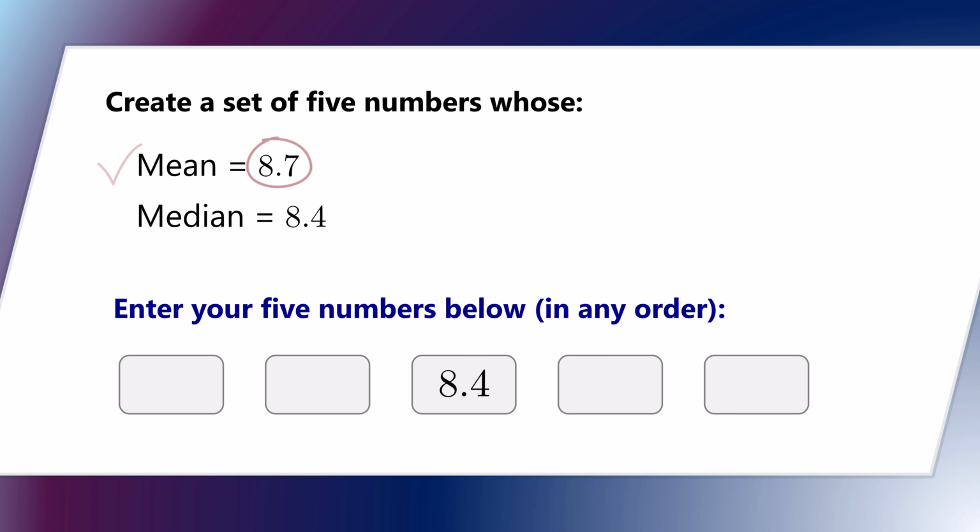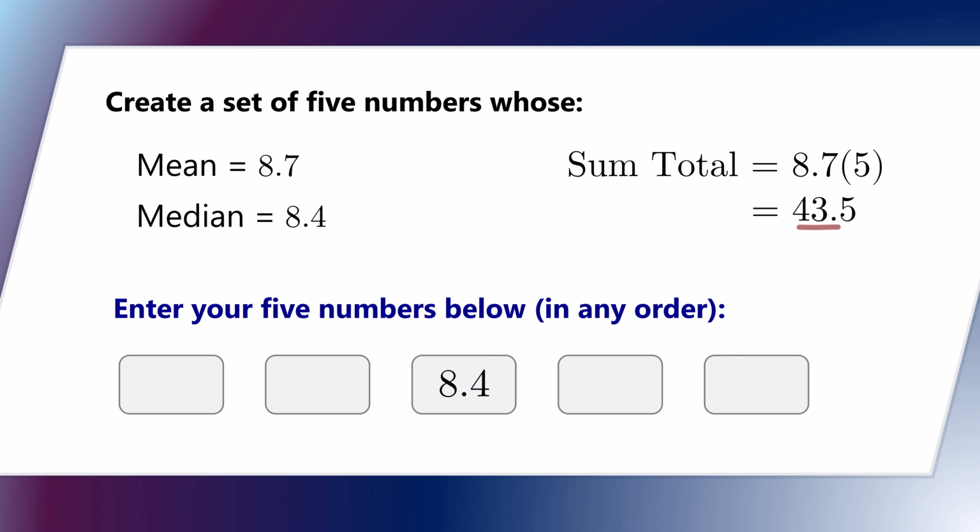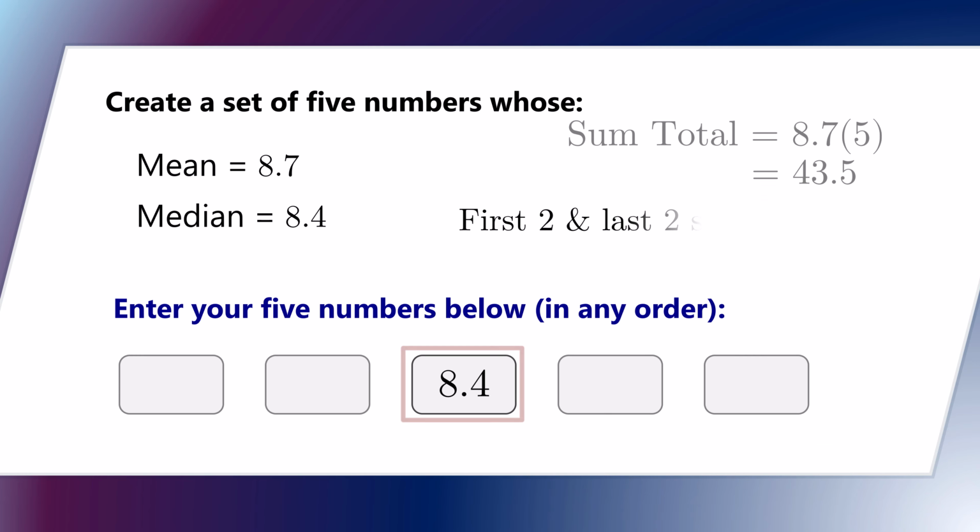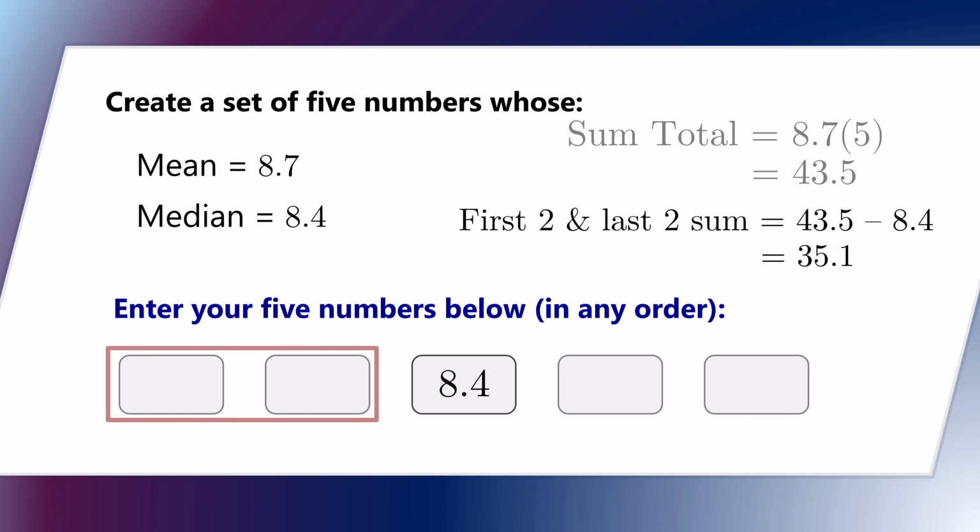To get an average of 8.7 from 5 numbers, their total sum must be 8.7 times 5, which is 43.5. Since we already have a middle number 8.4, the remaining 4 numbers must add up to 43.5 minus 8.4, which gives 35.1. To keep it simple, let's pick values for the first 2 spots. Remember, to keep 8.4 as our median, these first 2 numbers cannot be greater than 8.4. So let's just use 0 and 0.